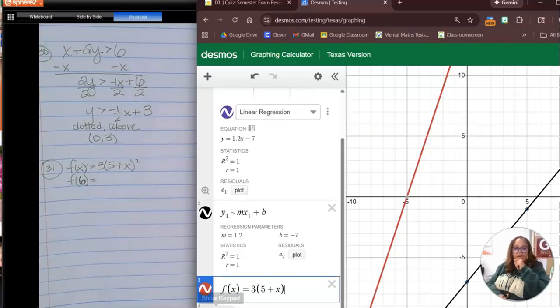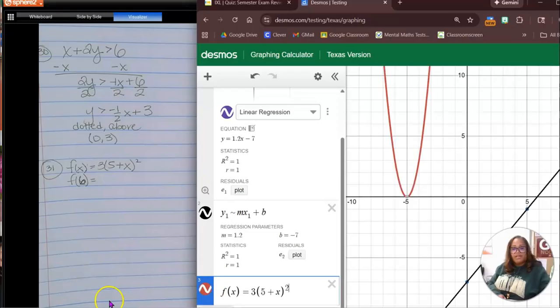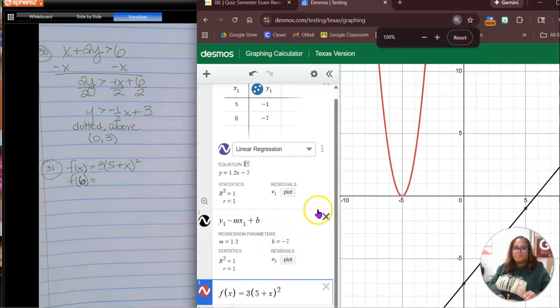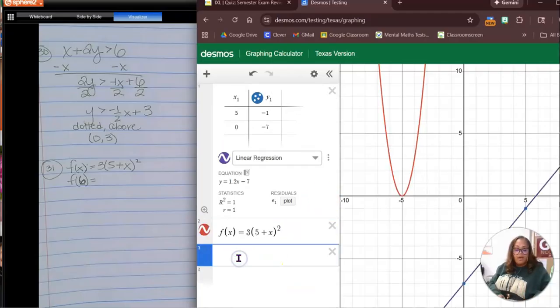Excuse me, if you don't know where the square is, you can hit Shift and 6 on your keyboard, and then 2. There's your square. Now, let's get rid of some of these. There we go. And then I want to evaluate f of 6. That means I'm taking out x and I'm putting in 6. It replaces it for me.